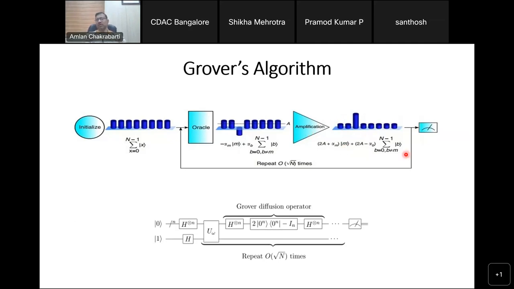This is a conceptual visualization of what Grover's algorithm does, and these are the operations used to perform this. This particular operation is called a Grover's operation, and it is very simple. It actually does the subtraction with the mean, and that is called a Grover's diffusion operation in total.